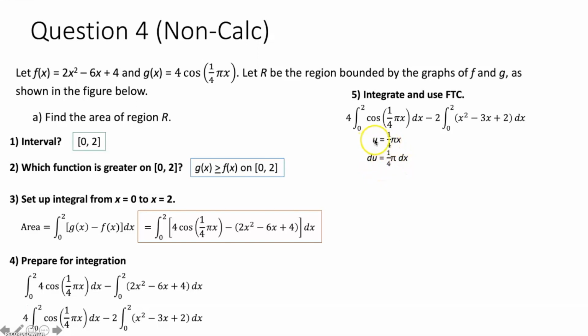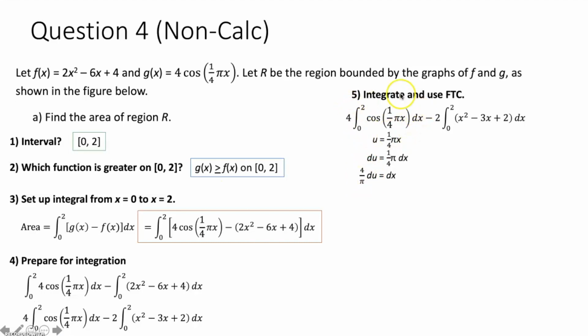Now because you're already plugging in u for the 1/4 pi x in here, there is no other 1/4 pi. So we actually have to take that and move it to the other side of this equation. We're going to multiply both sides by 4, divide both sides by pi. We get 4 over pi du is equal to dx. So again, I can substitute u in for the 1/4 pi x. Then I'm going to substitute 4 over pi du for the dx.